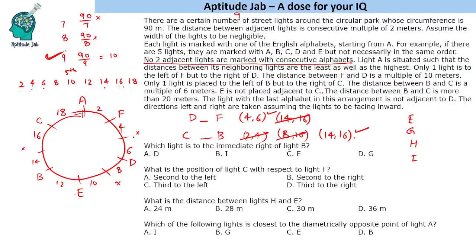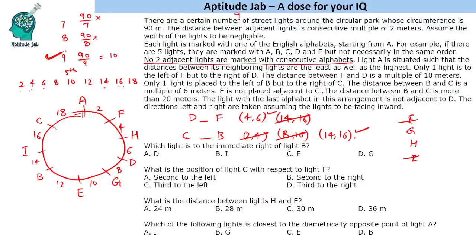Okay, so if this is E, we are left with G, H and I. What is given is that I is not adjacent to D. So I cannot come in these two positions, so this will be I. Now G and H are left. Now G and F cannot come together, so this will be H and this will be G. So this will be the final arrangement of the 9 lights.